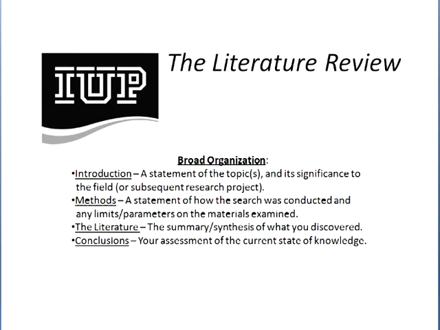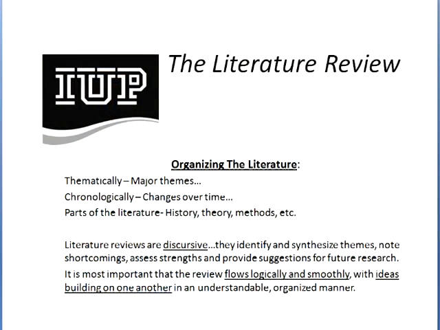Now, inside of those four broad areas, probably the one that you'll struggle with the most will be that big area called the literature, that summary and synthesis area. You can typically organize that in a variety of ways, but the ways that I think you'll find most useful would be either thematic, so that you look at broad themes in the literature. The second would be chronological, so you just start with the oldest research that you found and move forward to the most recent. And the last would be to divide it into specific parts that you've identified.